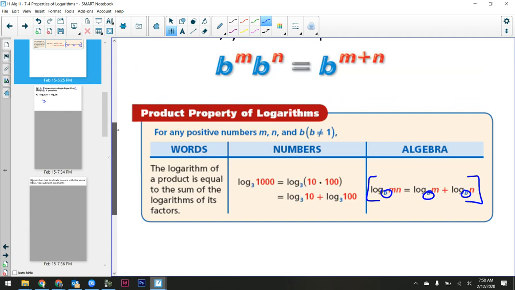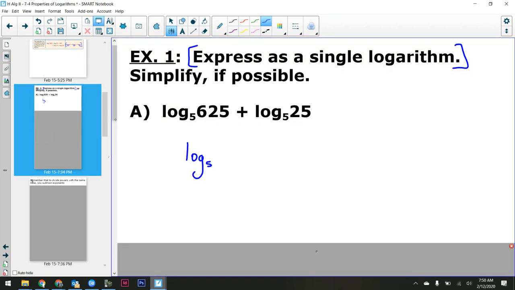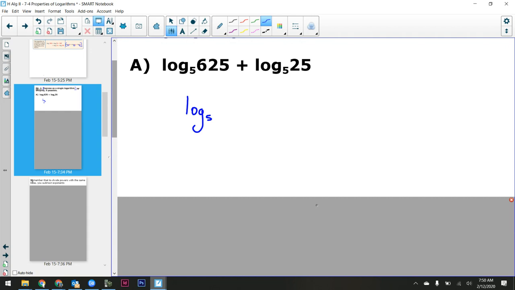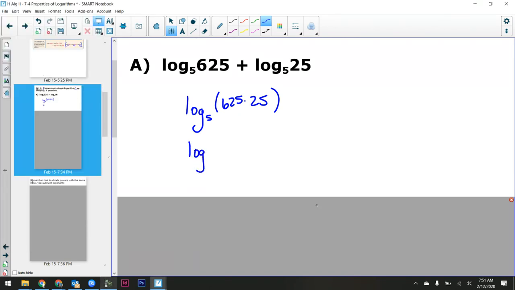No. Just like up here, when I was working with my x's, does my x term change at all? Does my base change at all? Never change the base. So if I've got log base 5 of 625 plus log base 5 of 25, that's equivalent to log base 5 of 625 times 25, whatever that is. Right? So we go in to our calculators, we say, okay, what is 625 times 25? 15,625. Log base 5 of 15,625.